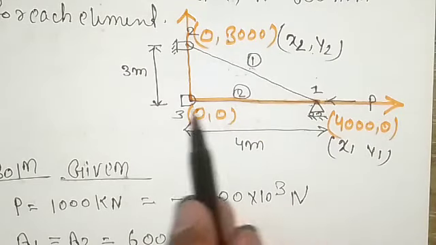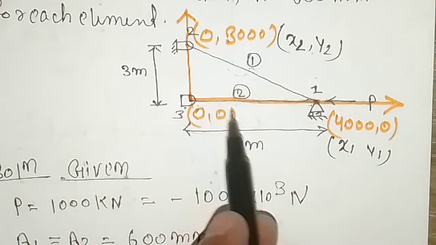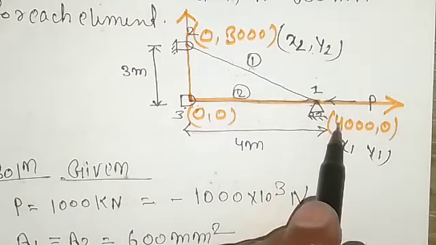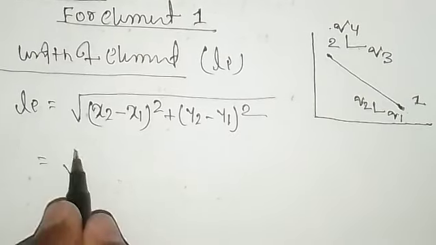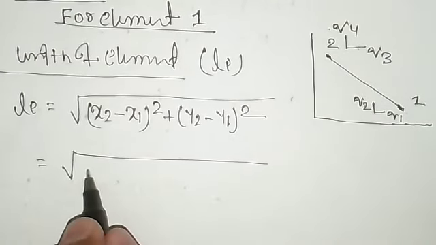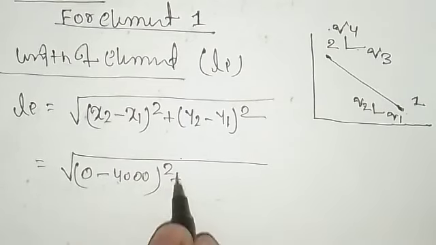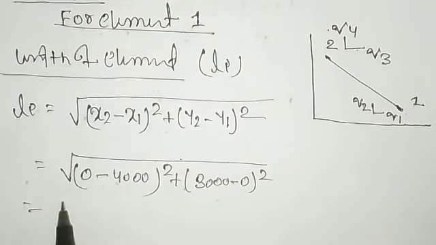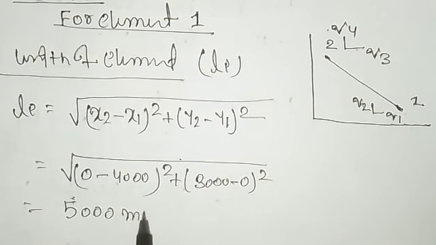And when we take this as an element, it is x1, y1, and this is x2, y2. For element 1, this is the condition. So x2 minus x1 means 0 minus 4000 whole square plus 3000 minus 0 whole square. So it is 5000. So LE is equal to 5000 millimeter. Length of the element 1 we calculated.